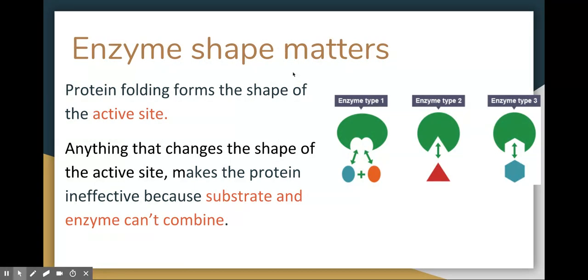So I said this already, but it's just such a big idea, we have to reinforce it. That active site has to be perfectly shaped in order for the substrate to fit into it. If we alter the shape of the active site, the substrate doesn't fit anymore, the enzyme doesn't work. If we alter the shape of the protein, the substrate and enzyme don't combine, and that enzyme ends up being ineffective, not being able to do its job very well.